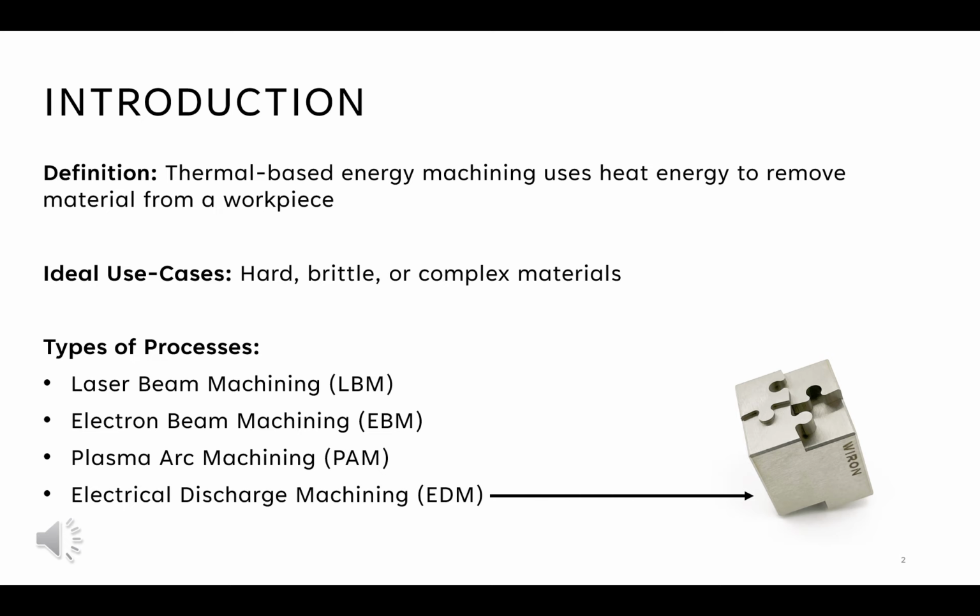Today, we are going to dive into thermal energy-based machining processes. Unlike traditional machining, which relies on physical tools cutting into the material, these processes use intense heat, whether from electricity, lasers, plasma, or electron beams, to melt or vaporize material away. This especially is useful for hard or brittle materials that are difficult to cut with machining tools, or for parts that require extreme precision. Common examples of these processes include electrical discharge machining, or EDMs, laser beam machining, LBMs, electron beam machining, EBMs, and plasma arc machining, or PAMs.